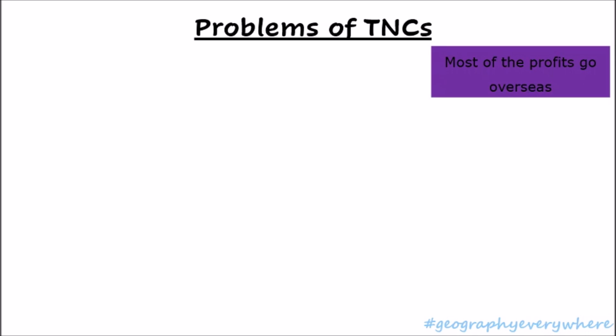Most of the profits that a TNC makes go overseas. If a company's headquarters is in Italy and its factory is in Nigeria, the company will invest in Nigeria and also pay the employees and pay for the raw materials. However, most of the profits will go to the country where the TNC belongs, which would be Italy.